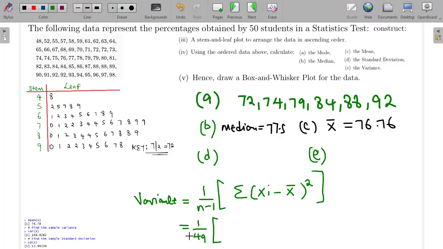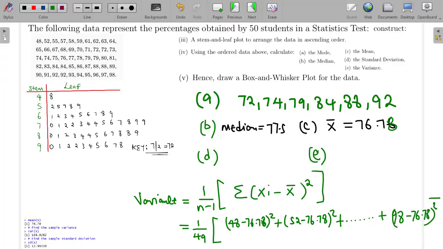Then now inside the brackets there, we have a summation squared. So meaning that each of these values, I'm going to say 48 minus the mean squared, plus the next one is what? 52 minus the mean. Okay, the mean is 76.78, not 76. So this should be 78, and then squared. So you continue adding all, you're going to continue doing the same on your calculator until you reach 97. So that will be 98. So that is 98 minus the mean.